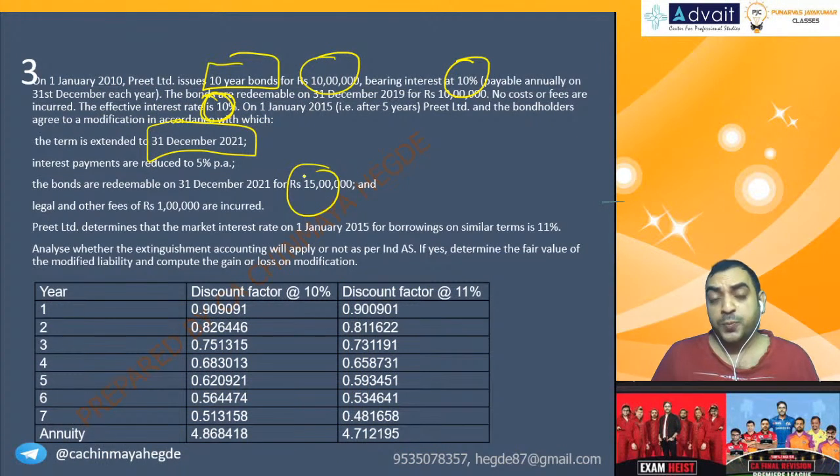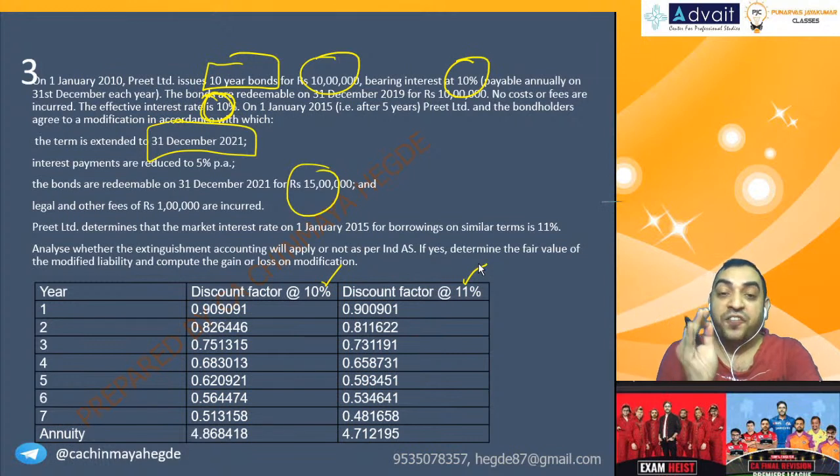But should you account for this modification? It depends whether it has a material impact. Let us come to that aspect. Legal and other fees of 1 lakh are incurred. Preet Limited determines that the market rate on 1st January for borrowings of similar term is 11%. Analyze whether extinguishment accounting will apply or not as per Ind AS. If yes, determine the fair value of the modified liability and compute the gain or loss on modification. They have given the discounting factor for 10% as well as for 11%.